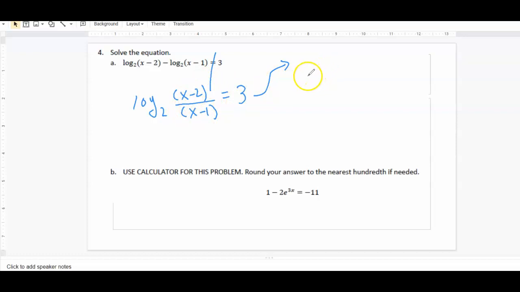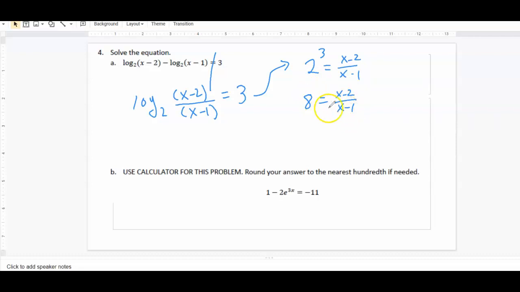So always keep that in mind. Logarithm, you're going to convert to the exponential form. Later, when we do the next problem, once you have an exponential, you're going to take logs on both sides. Okay, all right. So let's convert. Base 2, exponent 3, equal to x minus 2 over x minus 1. This is just simply solving here. What is 2 cubed? 8. X minus 2 over x minus 1.